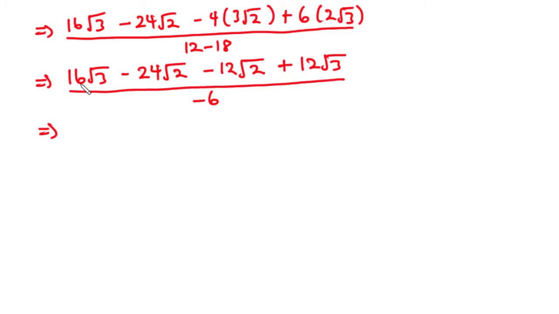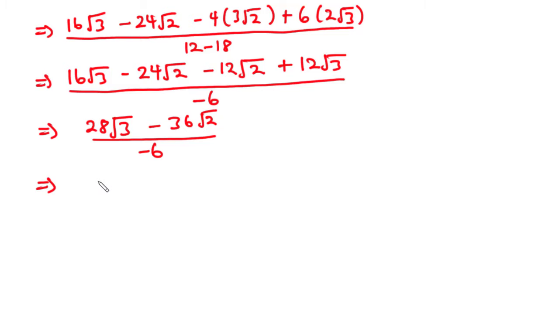So we can add 16 root 3 and then 12 root 3 because they are like terms. So 16 plus 12 is 28, so we have 28 root 3. And then we can subtract negative 24 and then negative 12. So negative 24 minus 12 is negative 36. And then we have root 2, divided by negative 6.